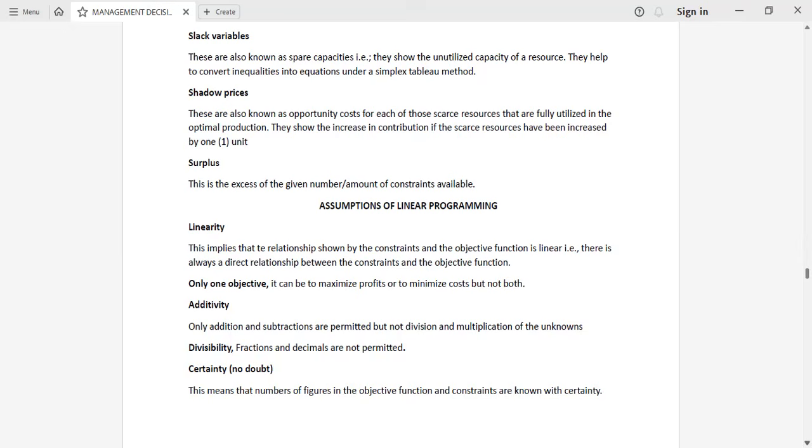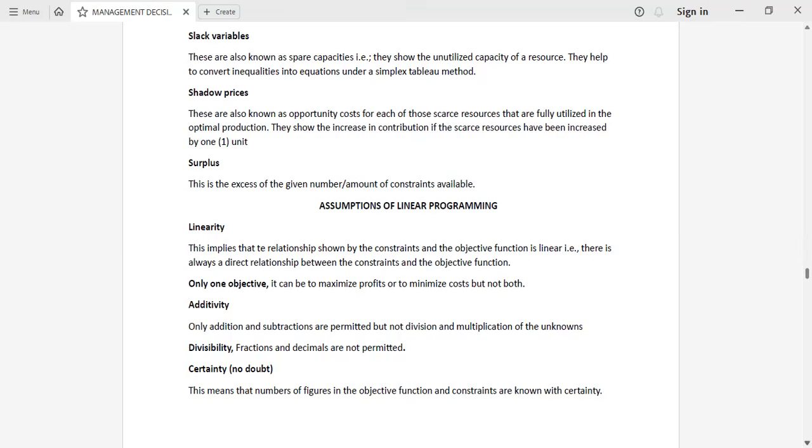In other words, if at all you want to maximize profits, and the constraints we have, maybe we have labor hours, we have machine hours, you find that there is always a direct impact. If the labor hours are going to be there, then we expect those people to produce more output, so that we can be able to have more sales in terms of revenue. So they are saying that there is always a direct relationship between the constraints and the objective function.